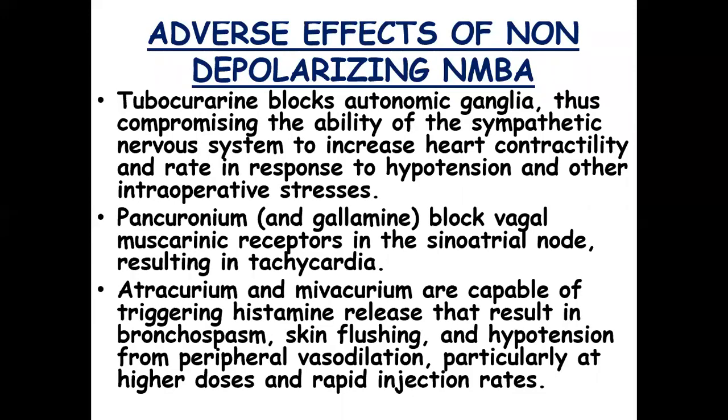Pancuronium and gallamine block the vagal muscarinic receptors in the SA node, resulting in tachycardia. So in patients who already have tachycardia, these drugs must be avoided. While atracurium and mivacurium are capable of triggering histamine release and result in bronchospasm, skin flushing, and hypotension from peripheral vasodilatation, especially at higher doses and rapid injection rates. To avoid this histamine release, we give the injection very slowly and titrate the dose to the weight of the patient.